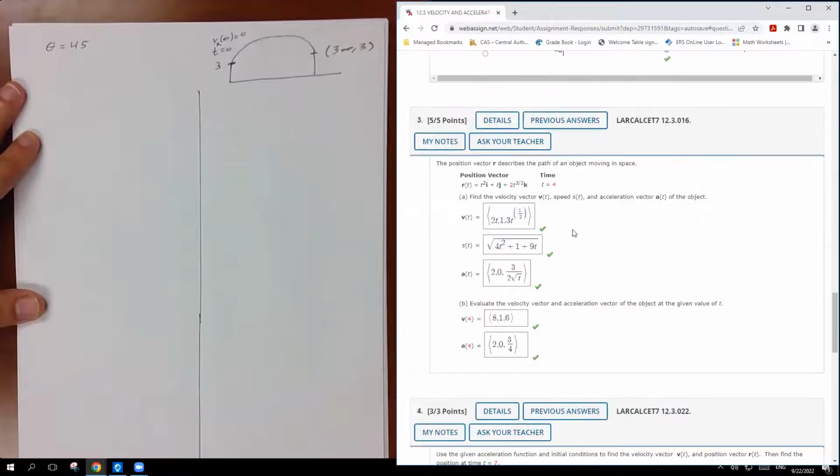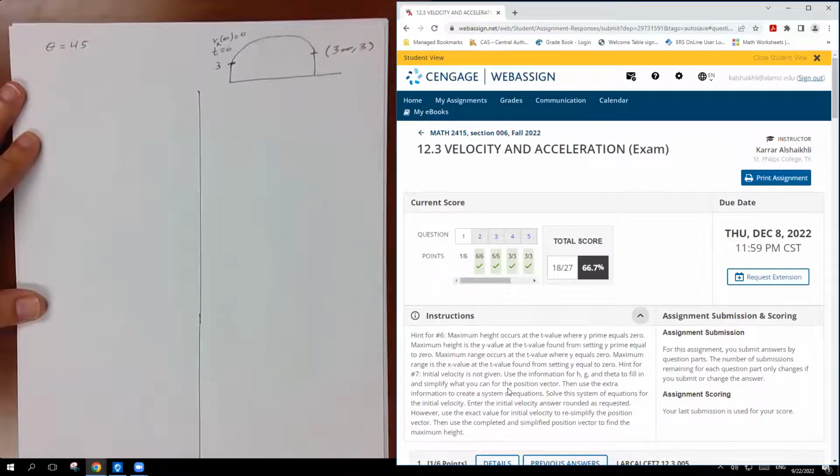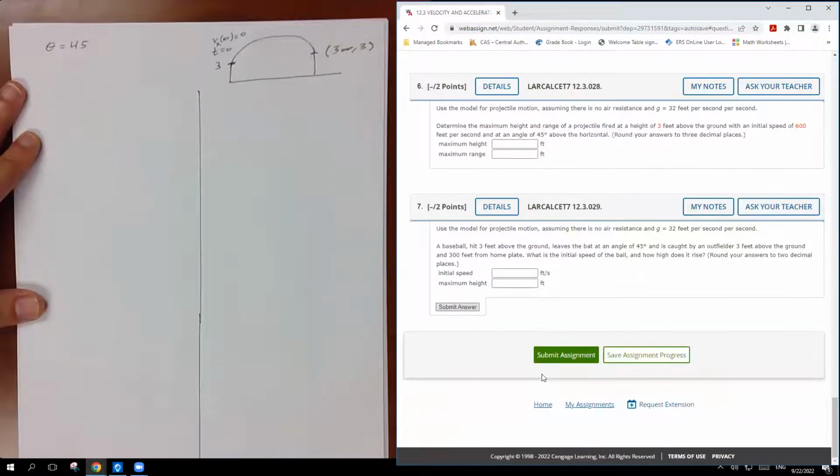They give you a note here at the beginning. They said on example 7, the initial velocity is not given. Use information for h and g and theta to solve. So you see, here's all the solve the system. That means we're going to get a system of equations, and we're going to solve this one. We're going to get the velocity. Let's check that. Let's go back here. So I'm going to start by finding the horizontal.